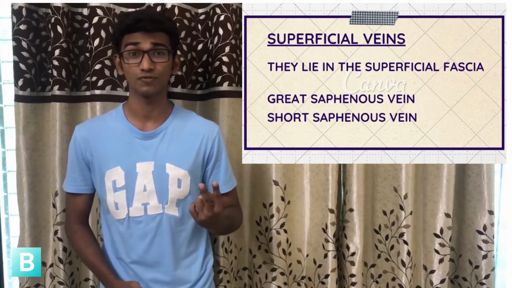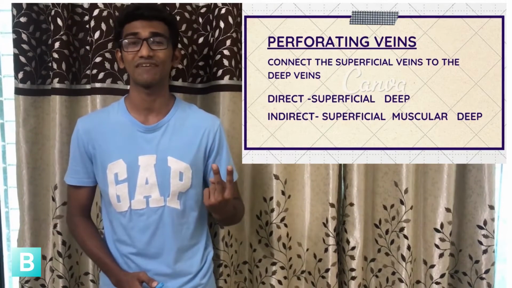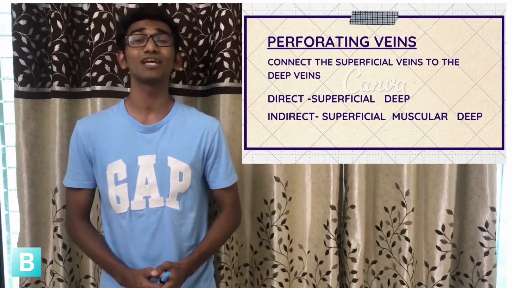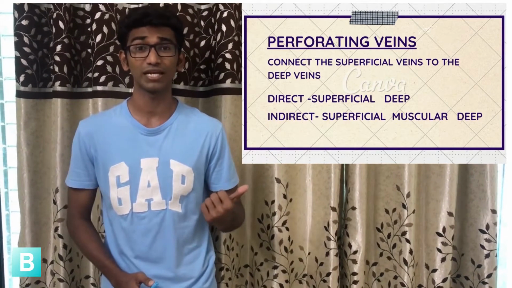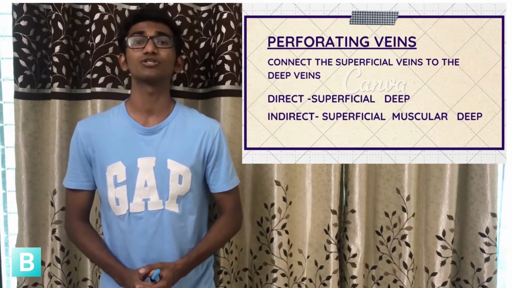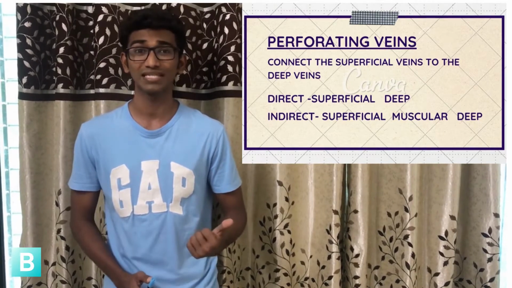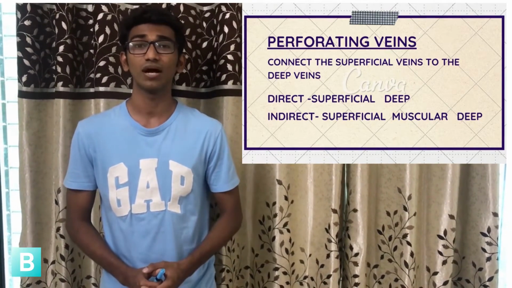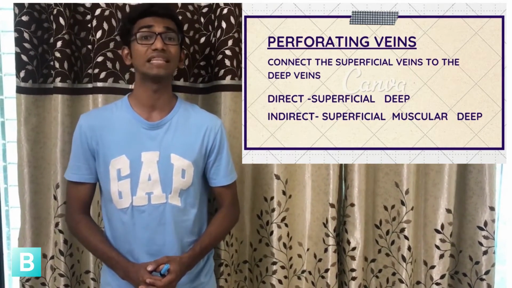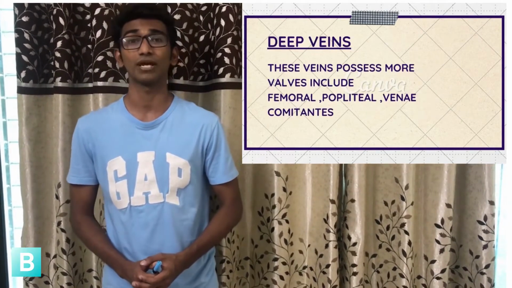There are two examples of superficial veins. The first is the great saphenous and the second is the short saphenous vein. Now the second type, the perforating veins. The perforating veins communicate the superficial vein to the deep veins. They are of two types: the direct veins and the indirect veins. The direct ones communicate the superficial vein directly to the deep vein, while the indirect one communicates the superficial vein via the muscular veins to the deep vein.